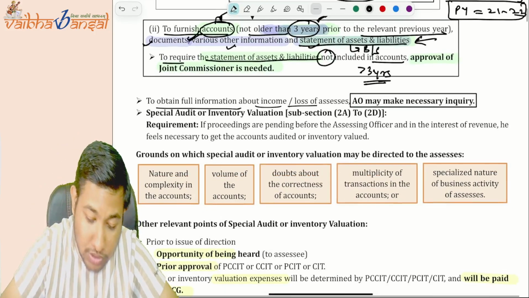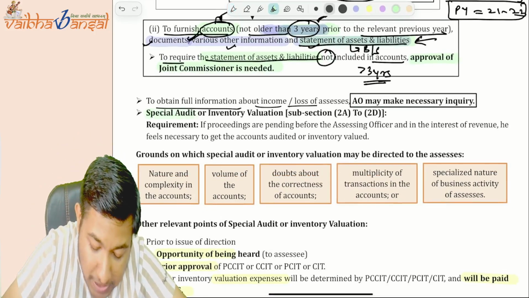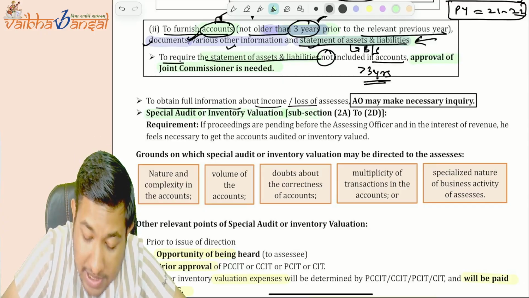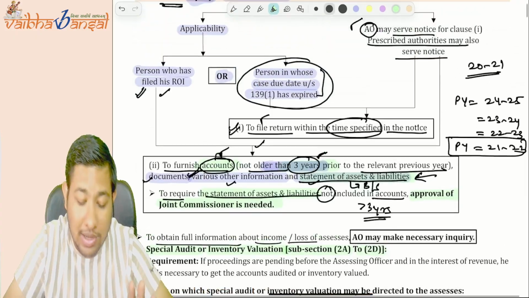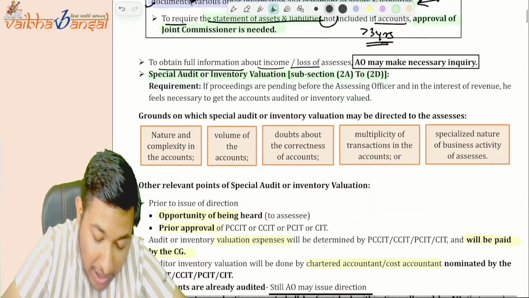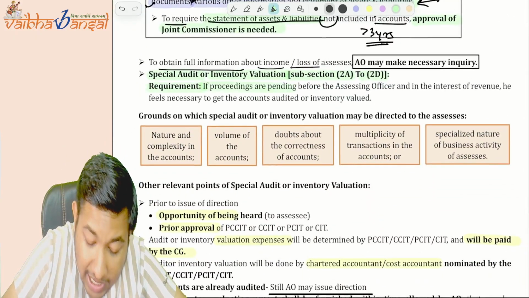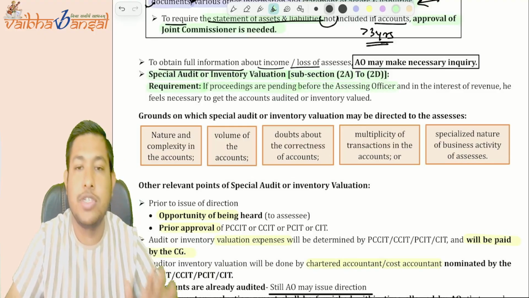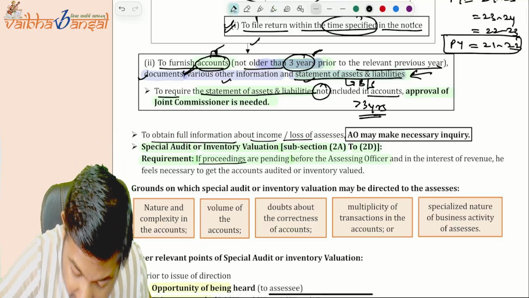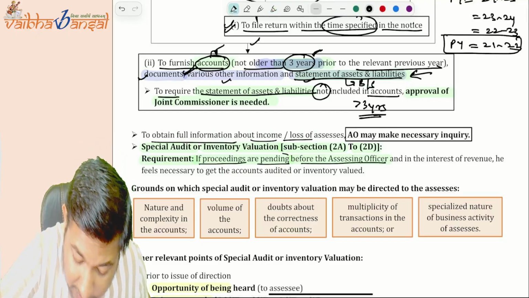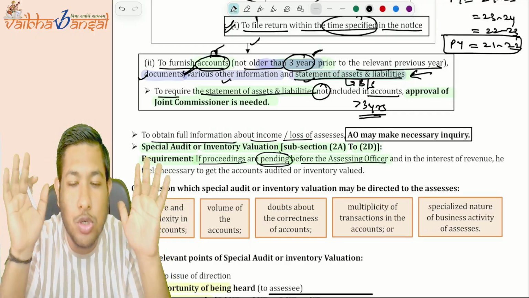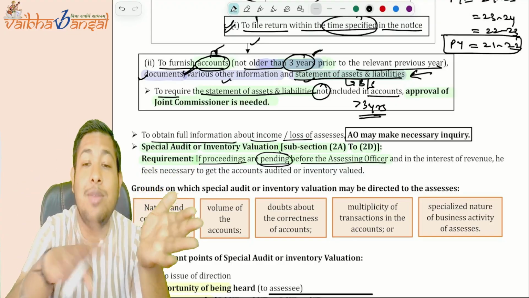Now you have to see what they are saying about the special audit or the inventory valuation. Section 142(2A) to (2D). What is the requirement? If the proceedings are pending before the assessing officer, meaning your assessment should be going on. The assessment should not be over. It should be in between.